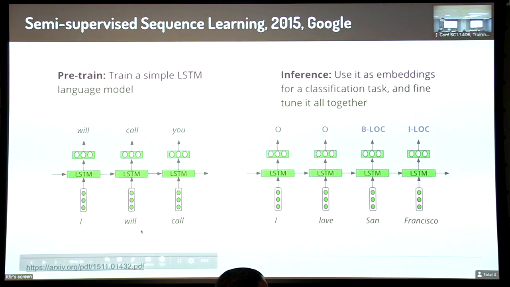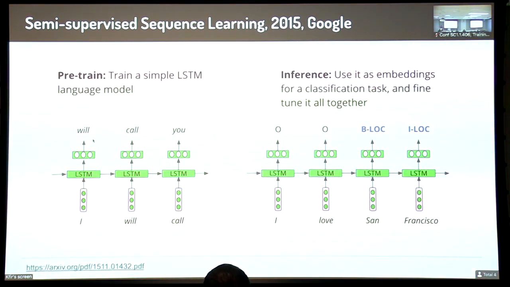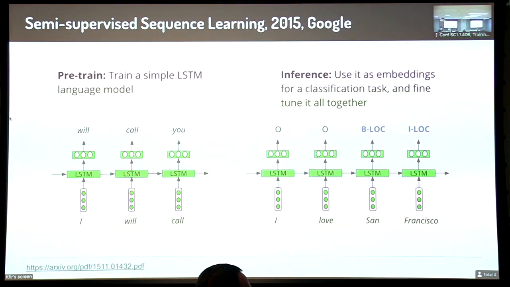So "I will call you," that's the sentence, as you can see. Given "I" we want to predict "will," which is the next word. Given "will," predict "call," and so on. So the number of labels here is huge, right? Let's say 500,000 words in your vocabulary, something like that. And to train this, you just need a large collection of text, right? For free, you can get it. No labels are needed. So you train that as much as you want, as long as you want.